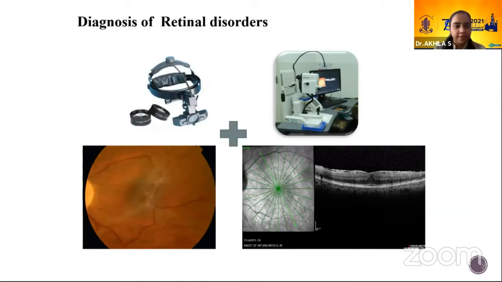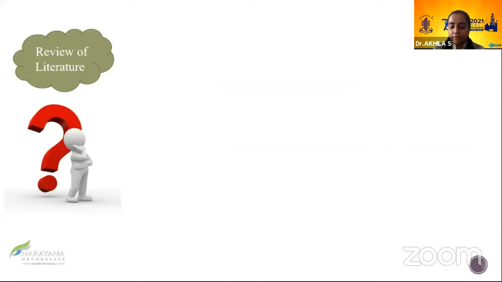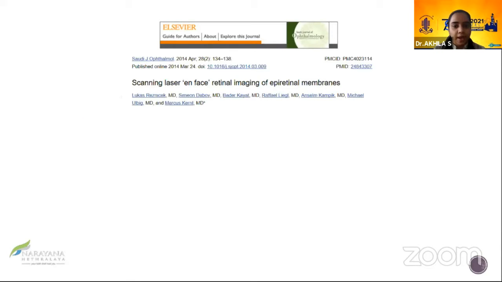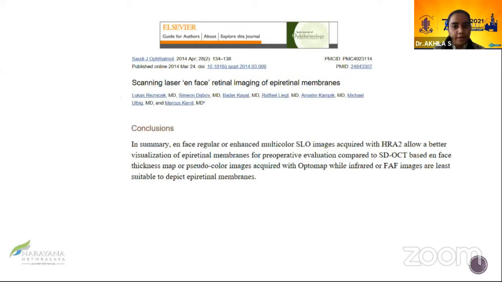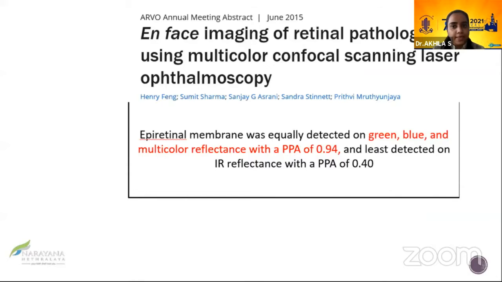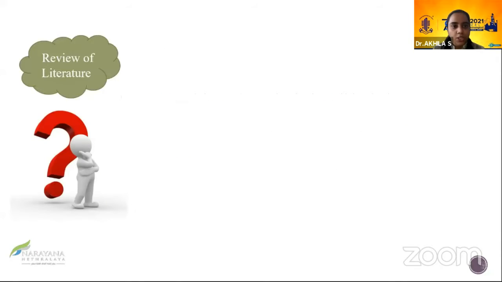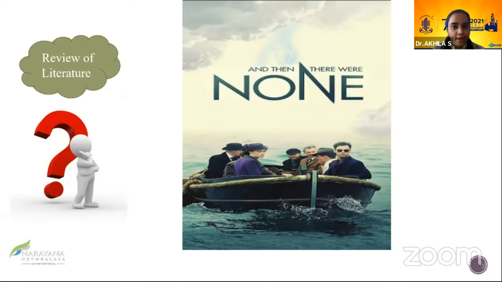Classically, the diagnosis of retinal disorders is made by indirect ophthalmoscopy and slit lamp biomicroscopy. To aid us, we have multiple other tests like OCT, fundus photo, and now multicolor imaging. When we looked at the literature, there are multiple studies on the role of multicolor imaging in epiretinal membranes especially, showing its usefulness compared to other fundus photography, and also with respect to different wavelengths. But when we searched for tractional retinal detachment, we could find none.